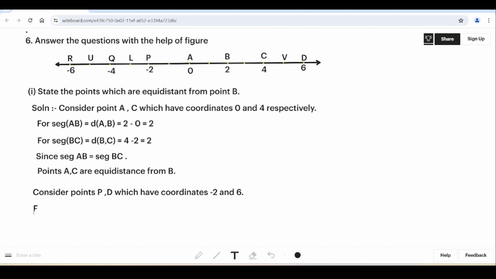Therefore for segment PB, that is equal to the distance between P and B. Now P has coordinate -2 and B has 2. Therefore 2 is greater than -2, so 2 minus -2, that's equal to 4.